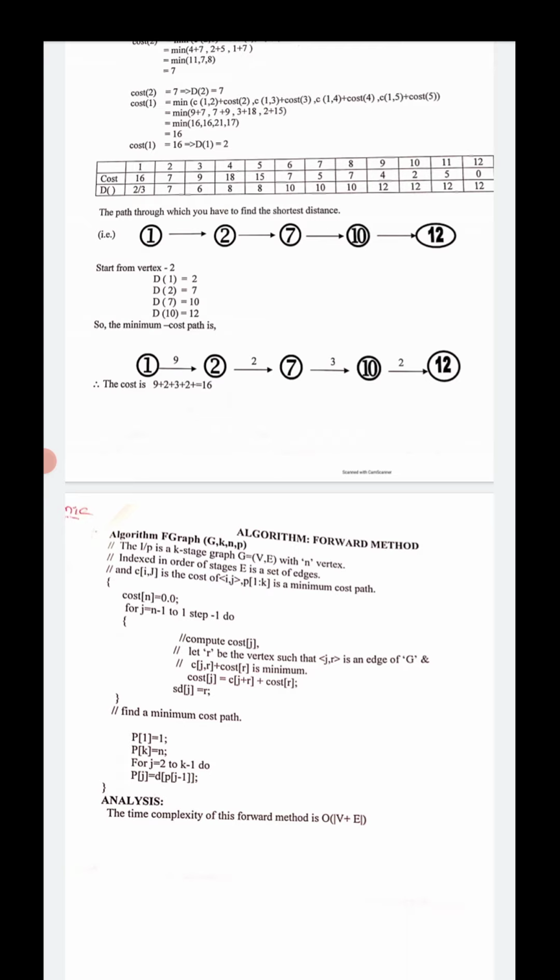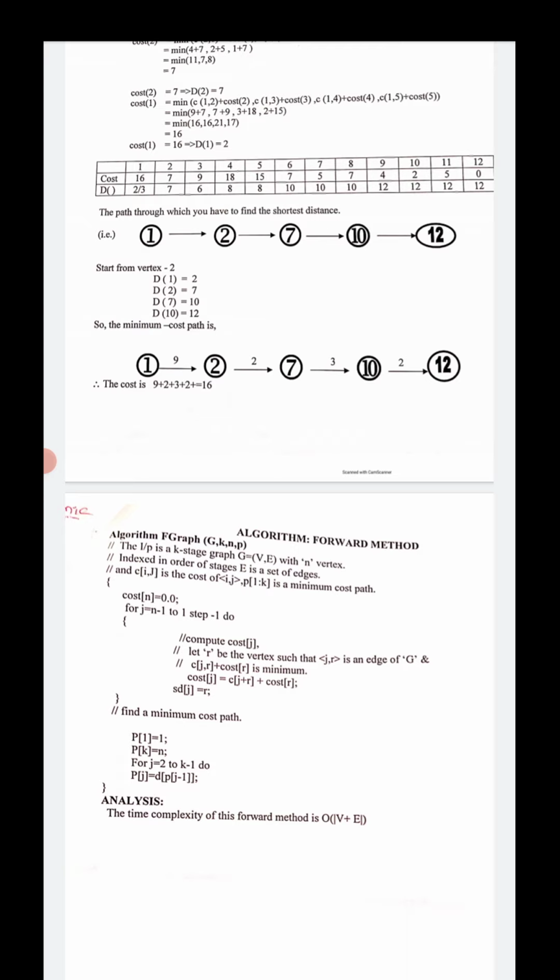Algorithm forward graph, which takes G, k, n, p as input, where the input is a k-stage graph. G consists of vertices and edges with n vertices, indexed in order of stages. E is a set of edges, and C of i comma j is the cost of edge i comma j. P is the minimum cost path, where the stage varies from 1 to k.